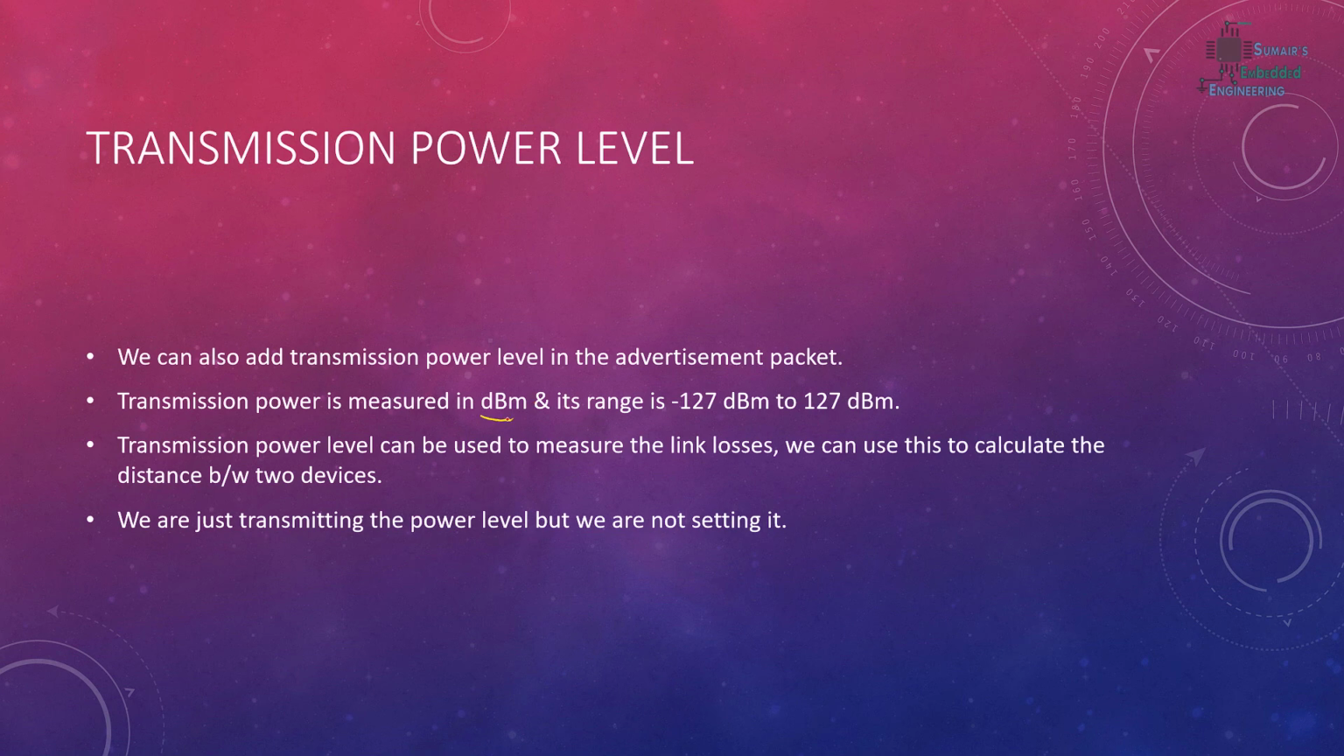The transmission power is measured in dBm and its range is minus 127 to positive 127. Here this is the range that is available, so we can set the transmission power level within these ranges. The transmission power level can be used to measure the link losses. We can also use it to calculate the distance between two devices, but it's not very accurate as it fluctuates a lot. So in BLE 5.1, we have this new way to see this link losses.